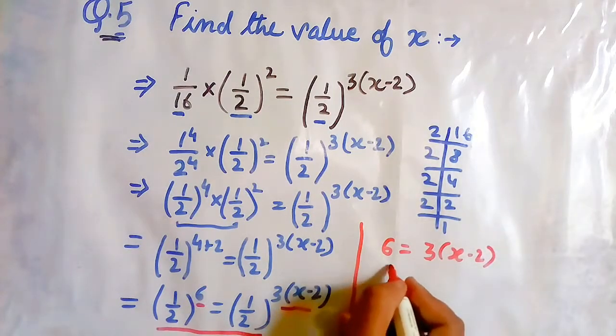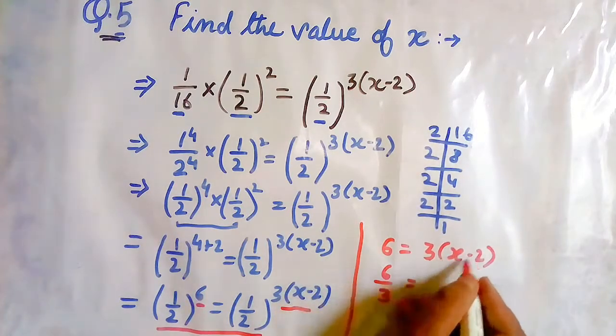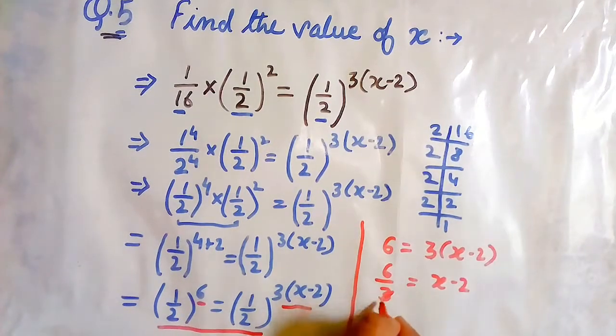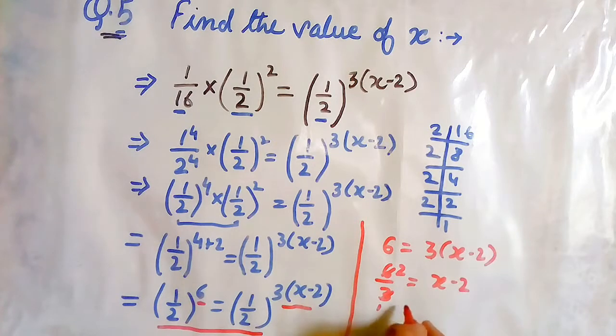Bring 3 to the left side, simplify, so 6 upon 3 will be equal to x minus 2. So 3 1s are 3, 3 2s are 6, and bring 2 to the left side, 2 plus 2 equals x.